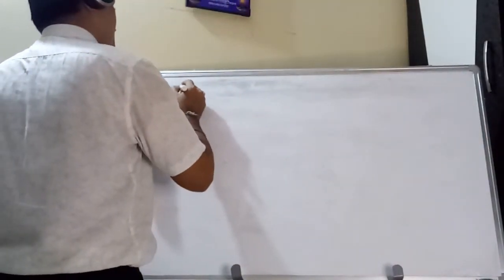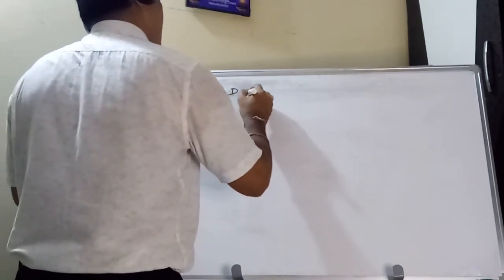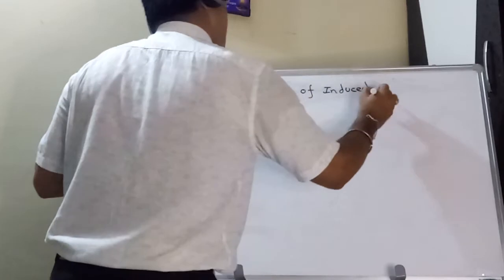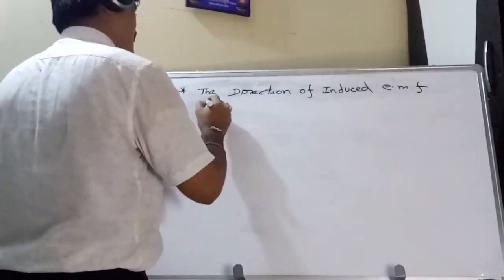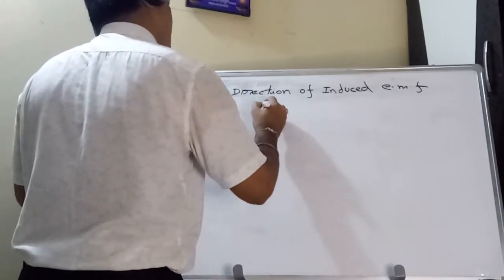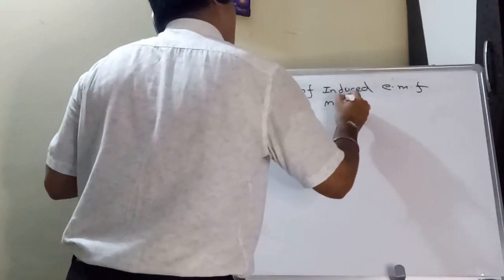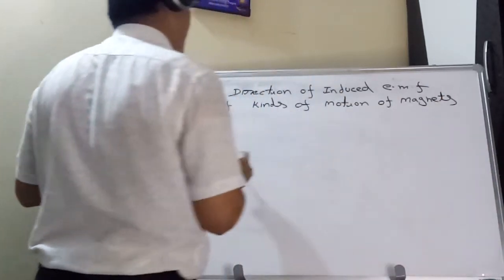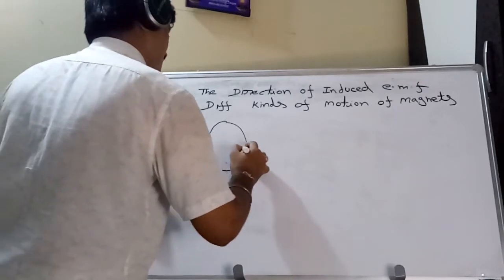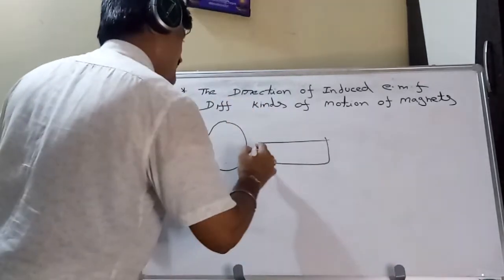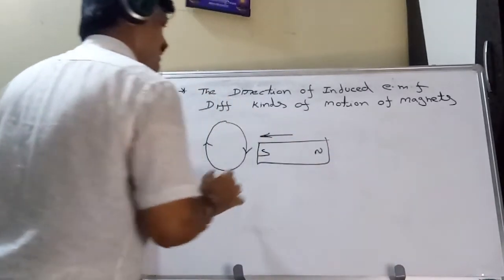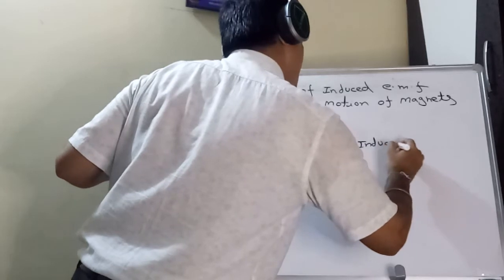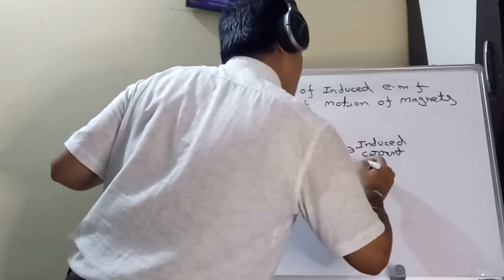Now the direction of induced EMF for different kinds of motion of the magnet. Take a coil. When the magnet moves towards the coil, the induced current is in the clockwise direction.